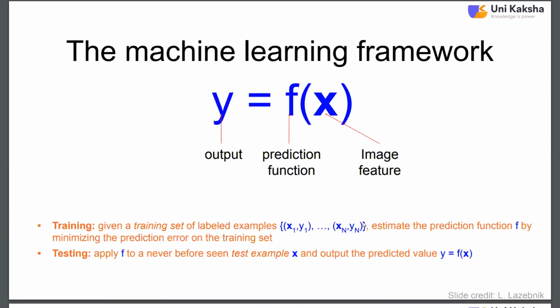Yes, so you can see this: y is equal to f of x. Here f is the prediction function, x is the image feature, y is the output. Y is the dependent variable, you can say, x is the independent variable, and f is the prediction function. What we need to find out is the prediction function actually. That is our goal, or the aim of this particular model.